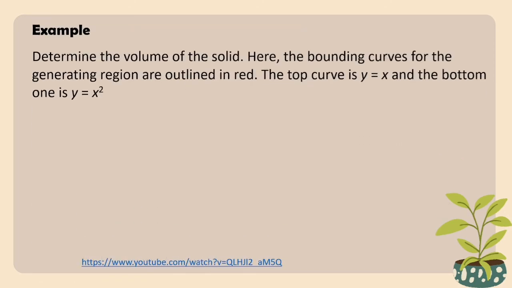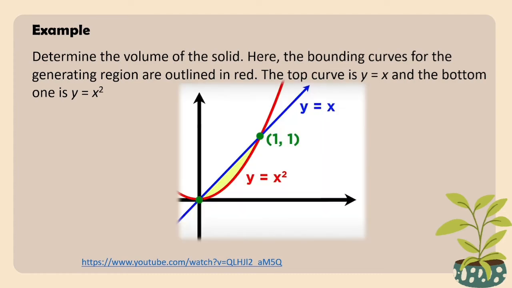Now, let's have an example. Determine the volume of the solid. Here, the bounding curves for the generating region are outlined in red. The top curve is y equal to x and the bottom curve is y equal to x squared. So here is the resulting figure.